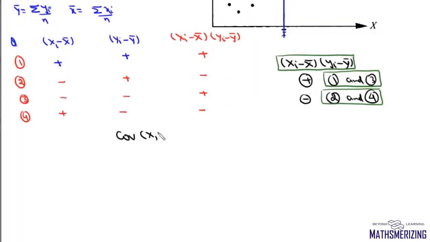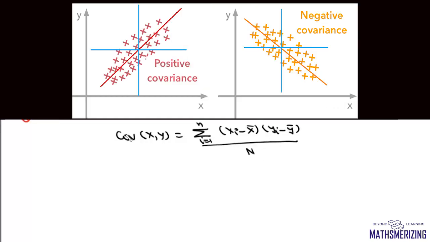Covariance of x and y is defined as summation i varies from 1 to n, xi minus x bar into yi minus y bar, upon n for a population, and for a sample it will be n minus 1. So if covariance is positive, then there is a positive linear relationship between x and y. And if this covariance is negative, then there is a negative linear relationship between x and y.